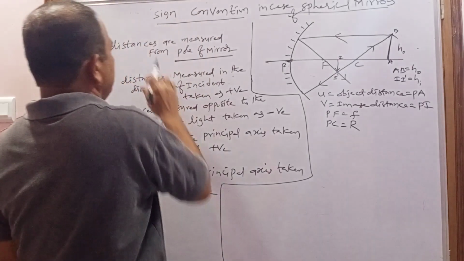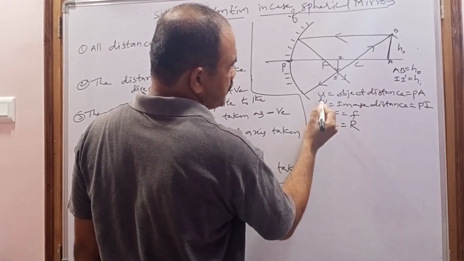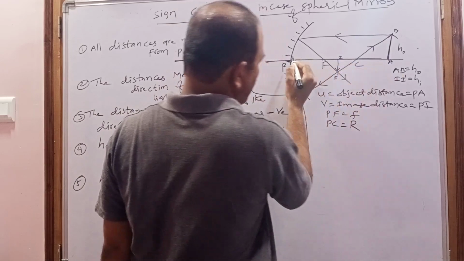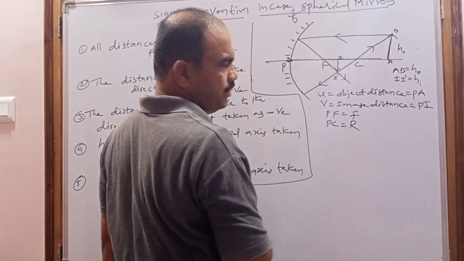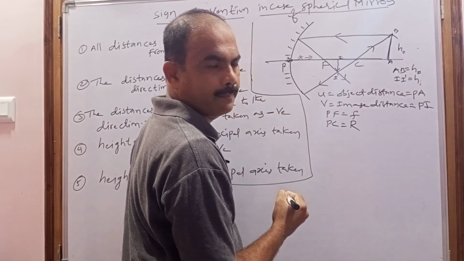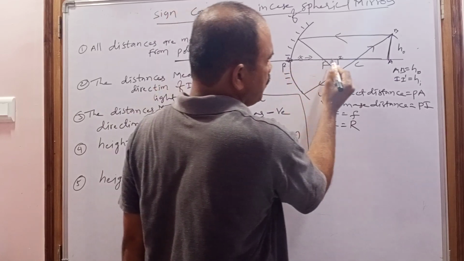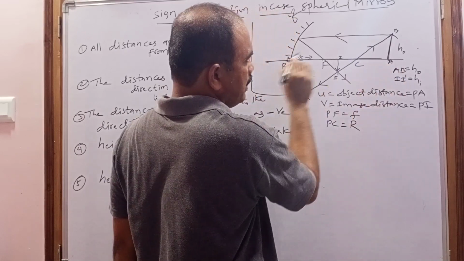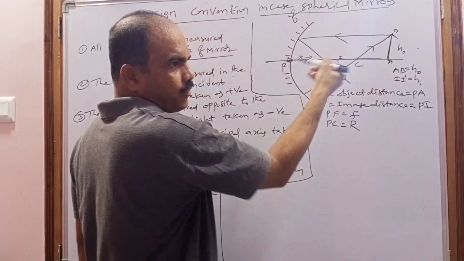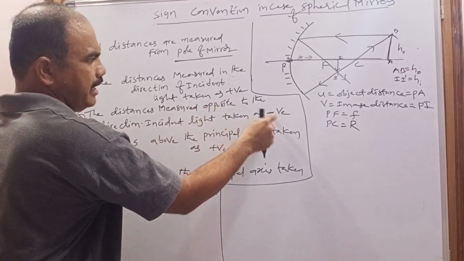Now, when we measure the distance from the pole of the mirror, for example, I am measuring the object distance U. Here is the object. You start from the pole, and in which direction are you moving? You move up to here. This is the incident ray. So are you moving in the direction of the incident ray or opposite? You are moving opposite. So the distance measured opposite to the direction of incident light is taken as negative.